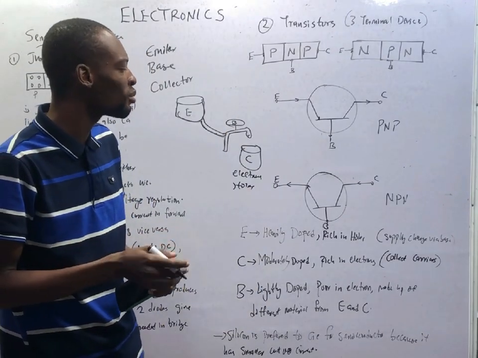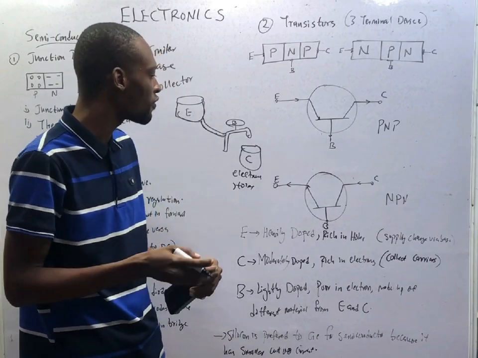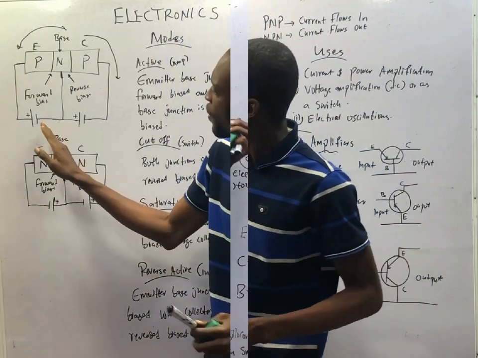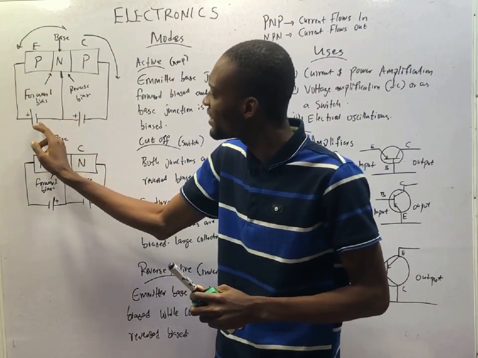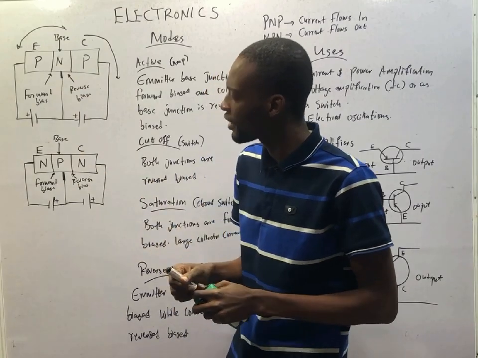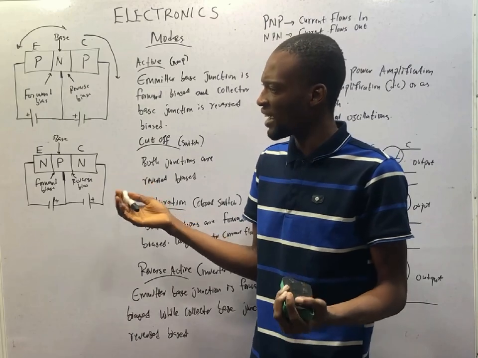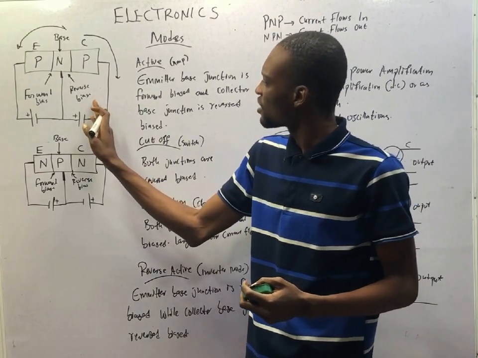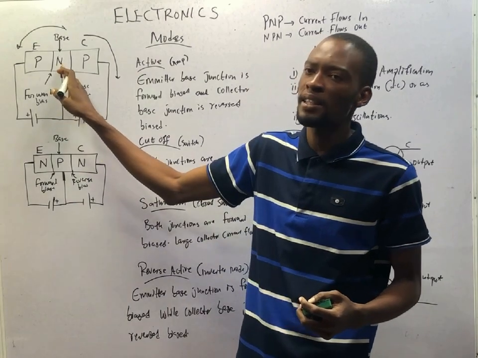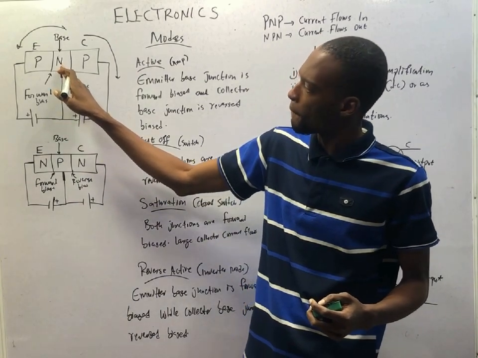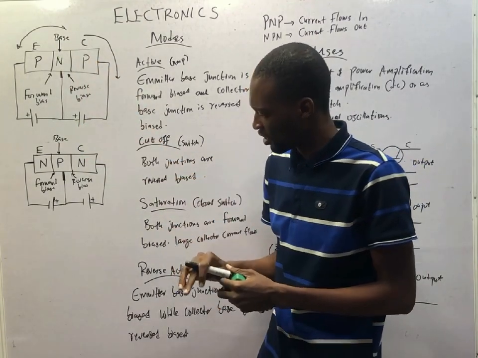Now, silicon is preferred to germanium for semiconductors because it has smaller cutoff current. The positive terminal of the battery is connected to the P end, and the negative terminal is connected to the N end, which means that the emitter base junction is forward biased. For this part, you see that the positive end is connected to the negative part of the transistor, then the negative part of the battery is connected to the positive part of the transistor.